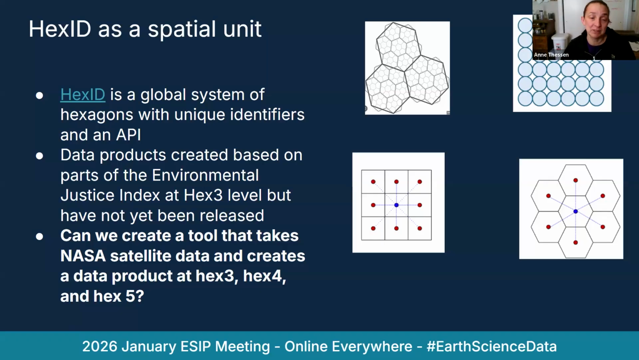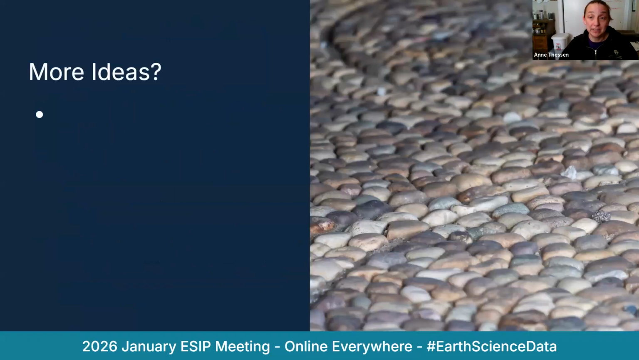And so can we create some sort of a tool that takes NASA satellite data and creates a data product at hex 3, 4, or 5? So that's one option. Those are the only two that were proposed before the session.